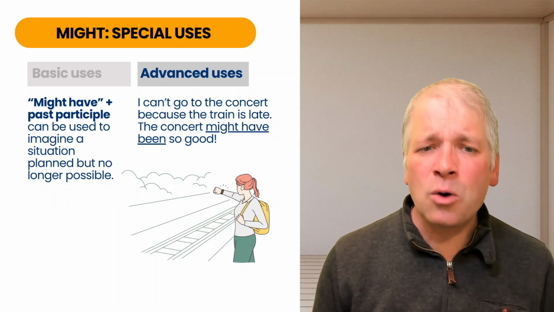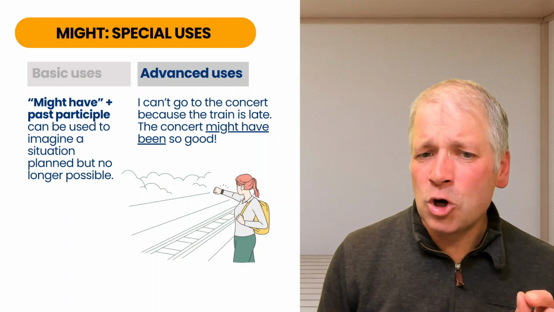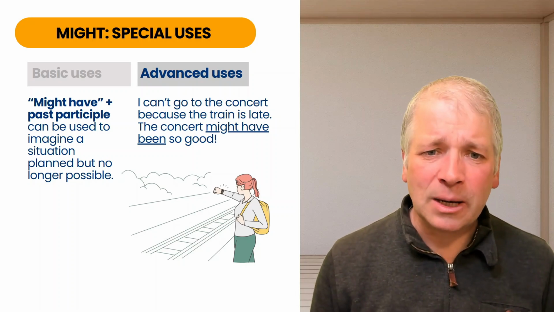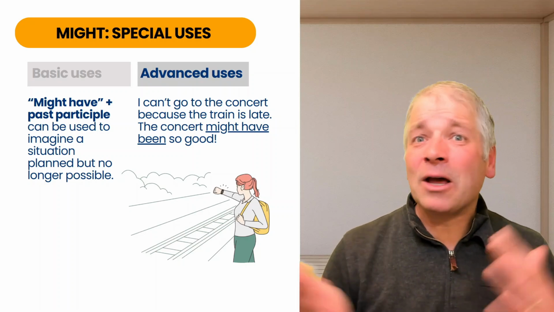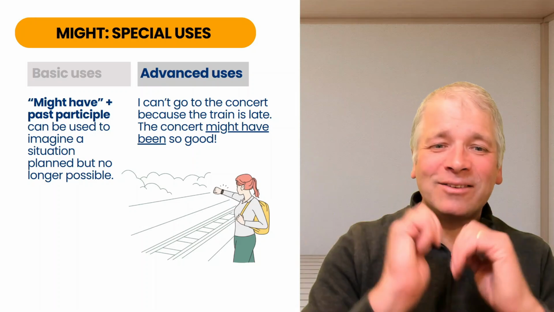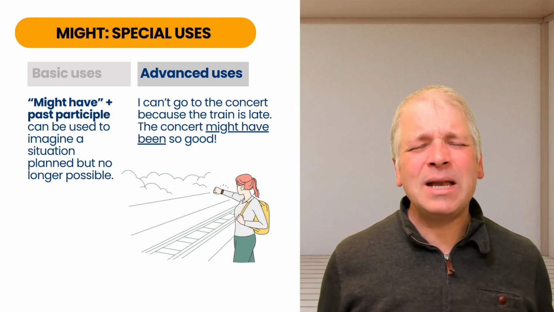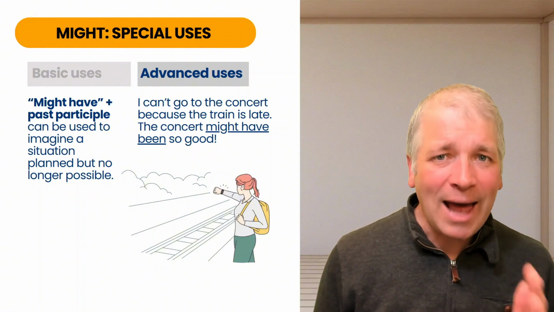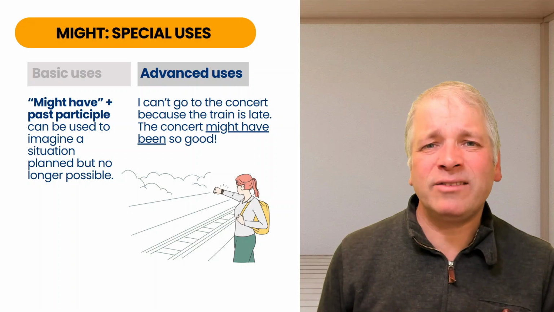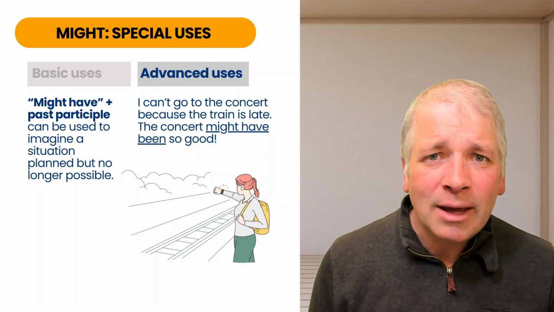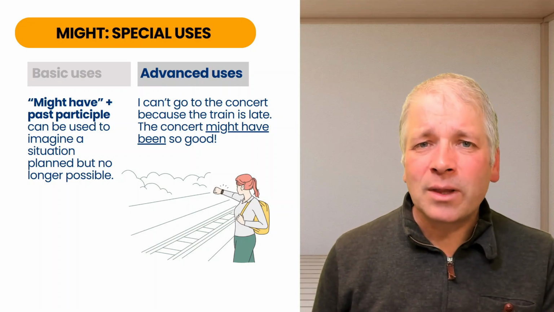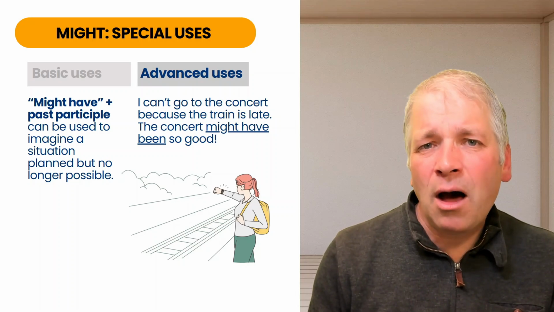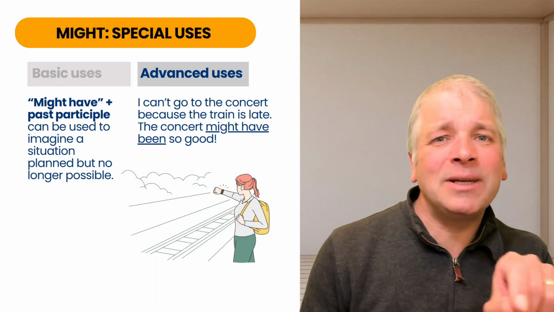And a final special use, again with might have and past participle, is to imagine a situation planned but no longer possible, similar to could have with this meaning. I can't go to the concert now because the train is so late. The concert might have been so good. Now, normally we use might have and past participle representing past time, but here the event is still in the future. They're thinking about something that is to come, but the problem is something happened in the past to stop them.